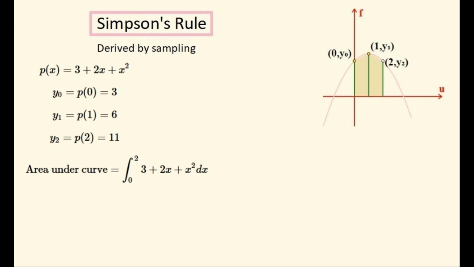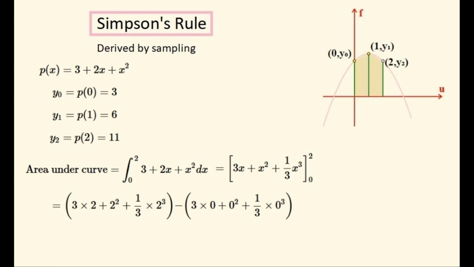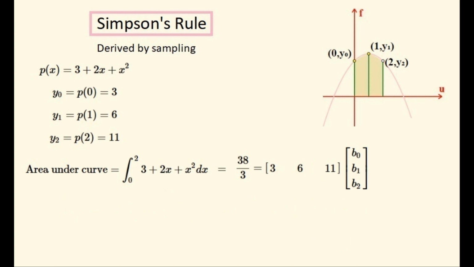And now to find the area under the curve for this shaded segment using this integral. And so this is the next step in this calculation using the antiderivative. And this is what it is after substituting in the values for x. And so this is the answer, the area of the segment as a number. And this is how we can write it out as a vector equation. The values of b will equal the coefficients of Simpson's rule for one segment.